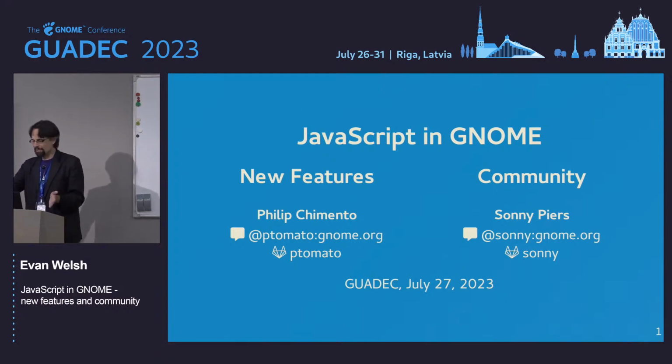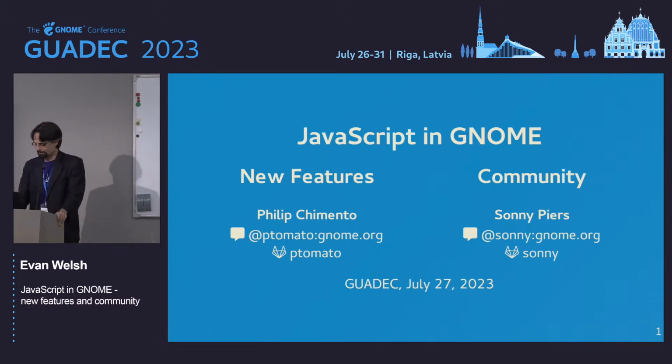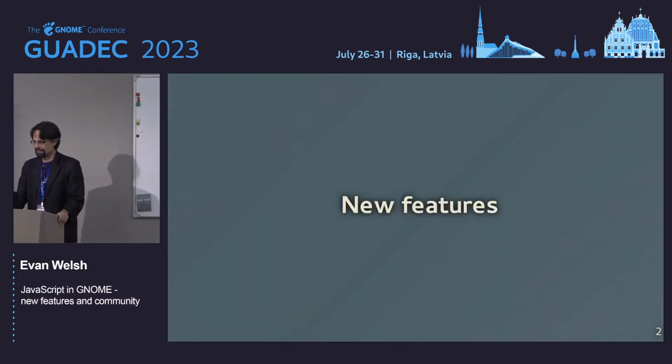So this talk is going to be me talking about new features that you can expect in, or that we're releasing in GNOME 44 and that you'll be able to expect in GNOME 45. And then Sunny will talk about some of the exciting community things that have happened over the past year. And then tomorrow, don't miss that one, you'll get Sunny again talking about tooling, and Evan talking about TypeScript. So you have all the JavaScript you could possibly want. I'll get started on the new features.